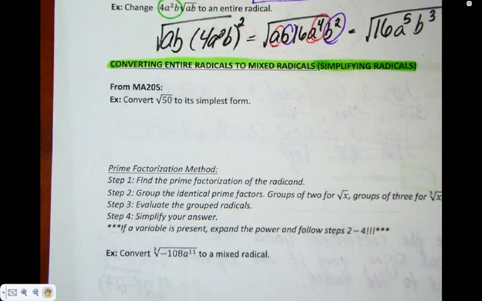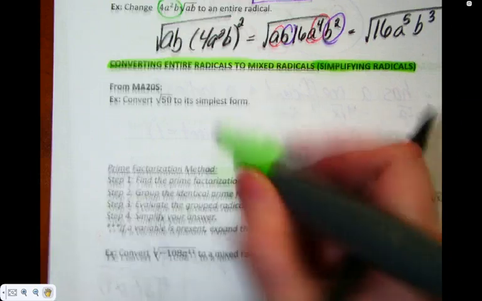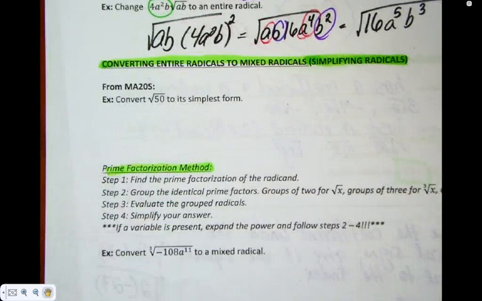And we're going to start with a question you did last semester, and then we're going to build upon it. So I put the method here. I don't know if this is the way JR explained it. It's the way I explain it. So if that works for you, great. If you have a different method, that's fine too. However you learned this last semester, that's fine by me. So convert root 50 to its simplest form.